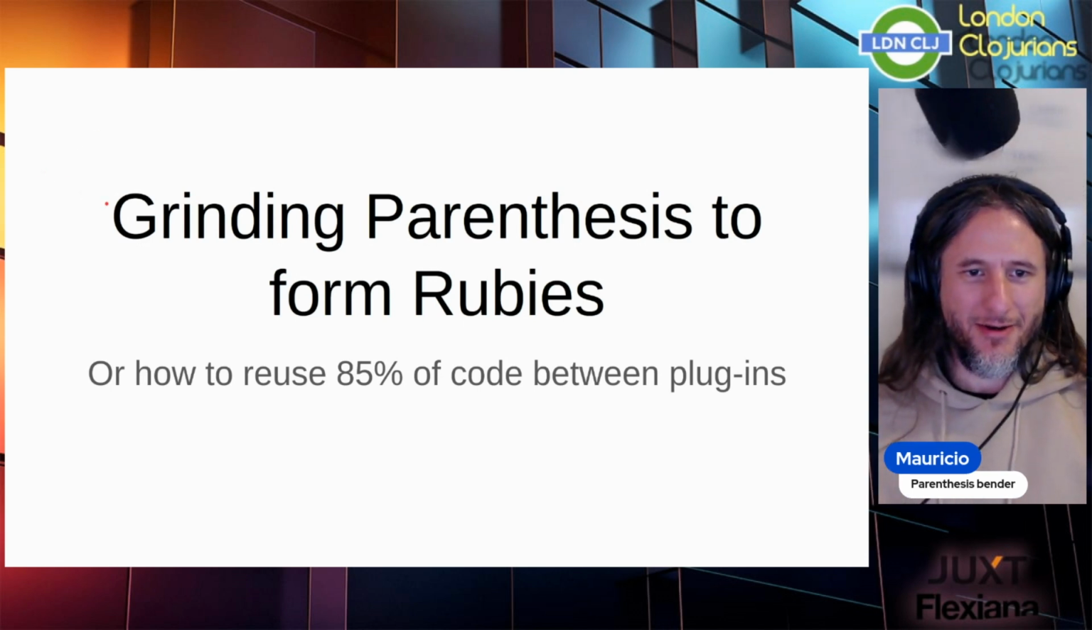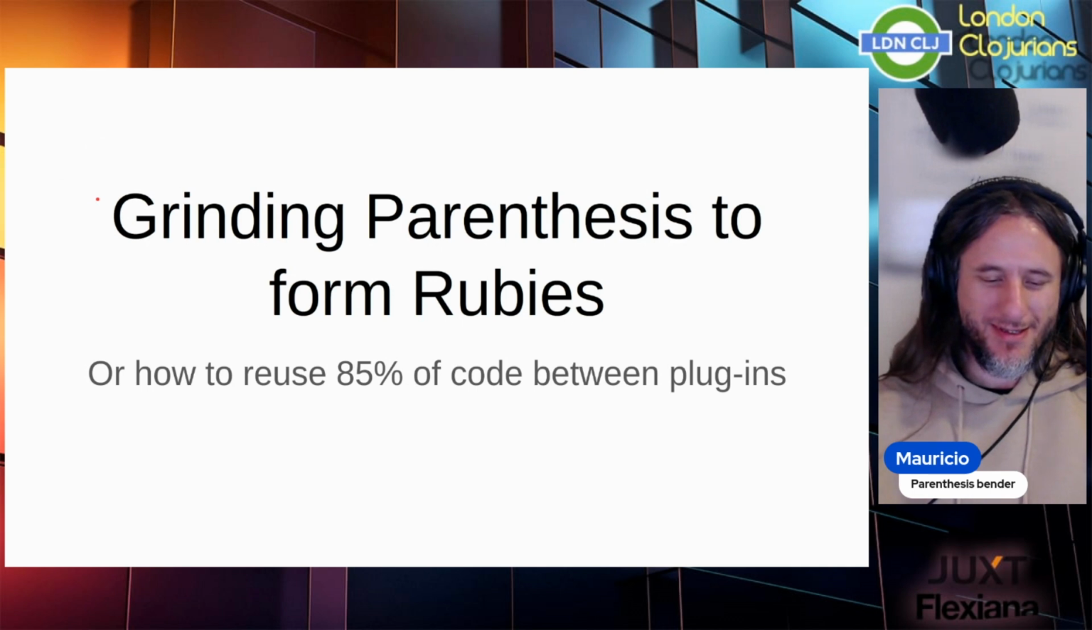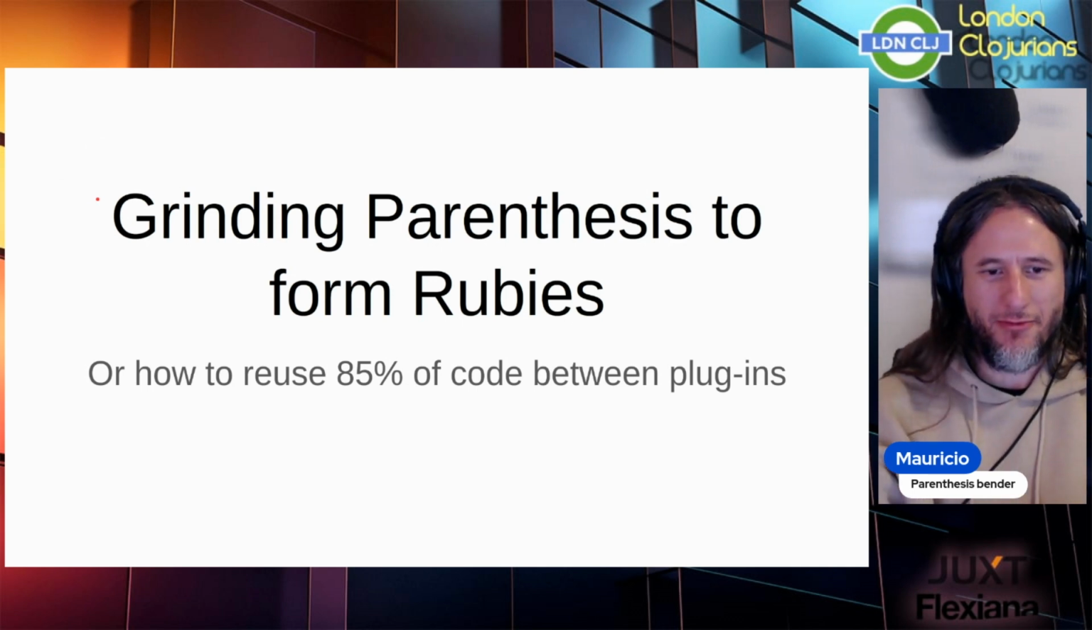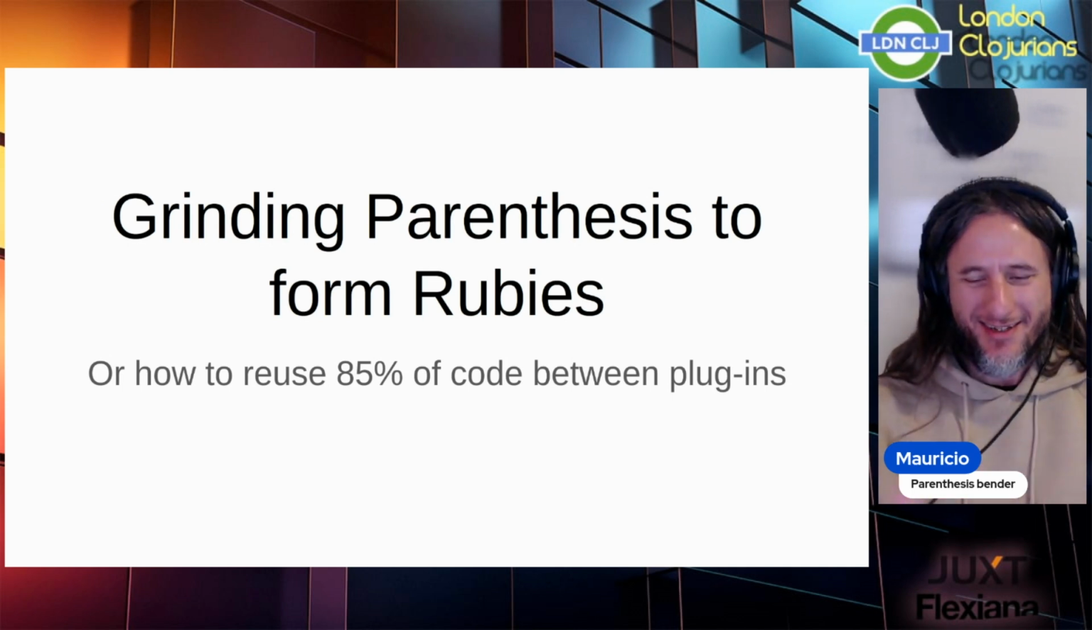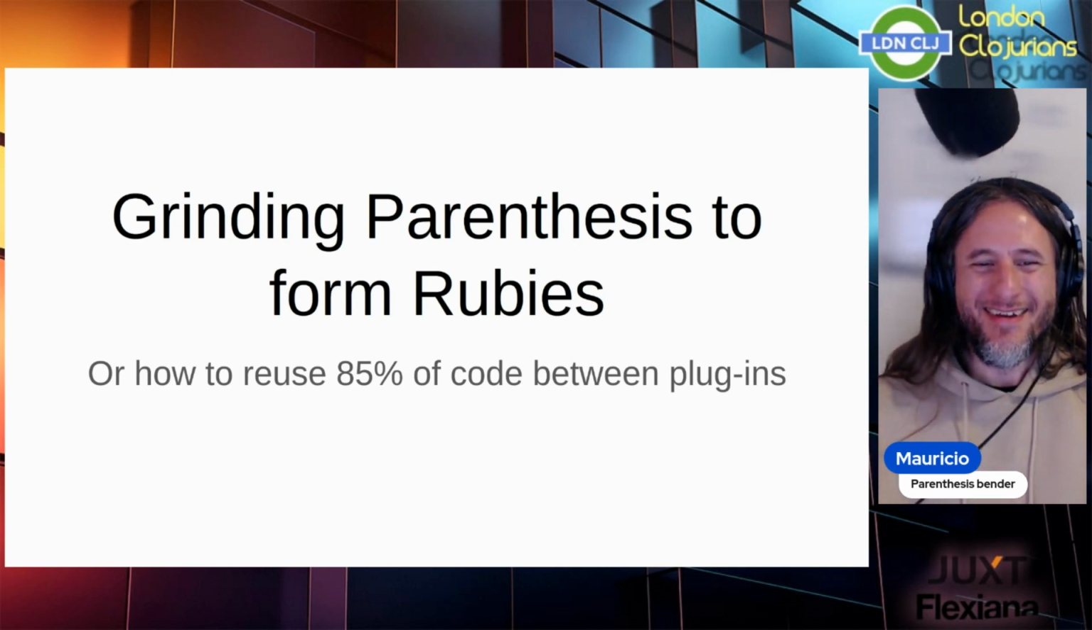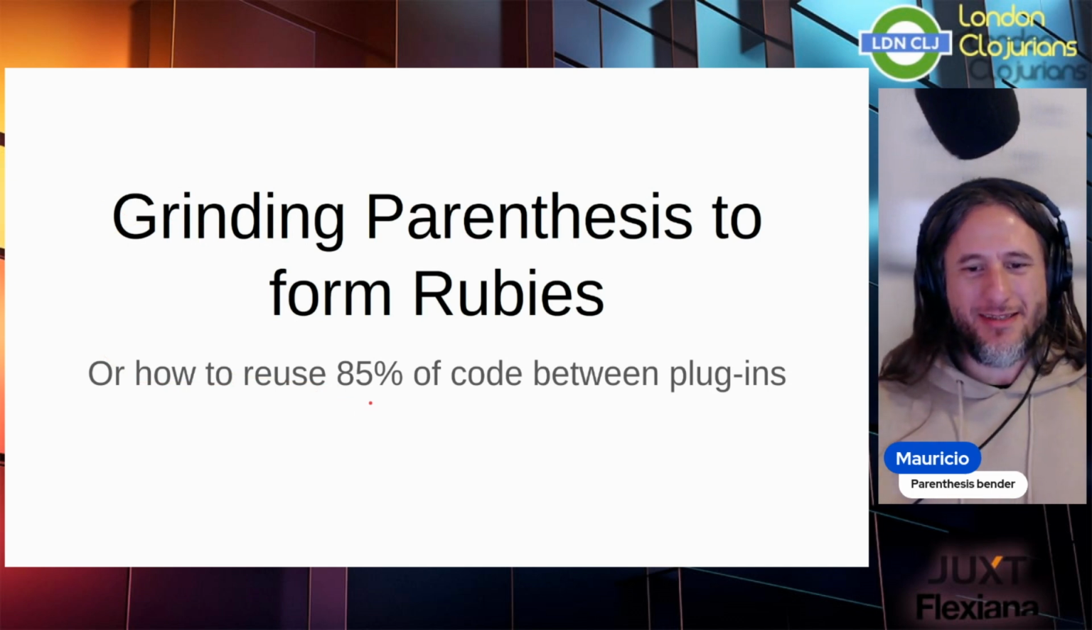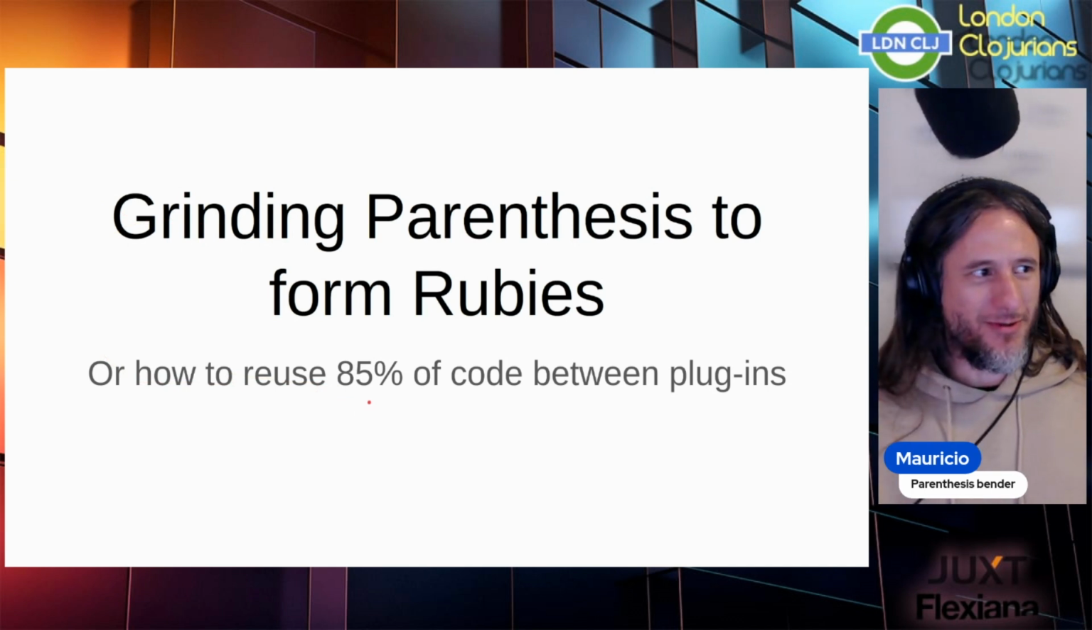This is called grinding parentheses to form rubies. It's a talk about how I reuse like 85% of my code. I actually calculated this number. It's not a random thing that I put here. So how do I reuse 85% of code between two different plugins?